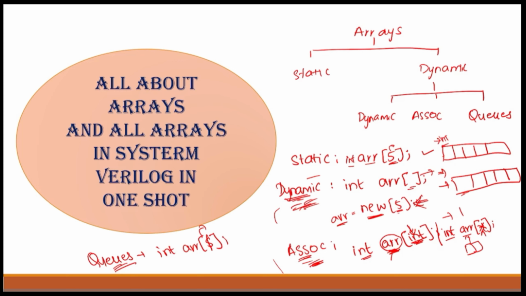Basically, the disadvantage in dynamic array is that queues and dynamic arrays both work entirely the same, like both will be creating the memory during the compilation time.